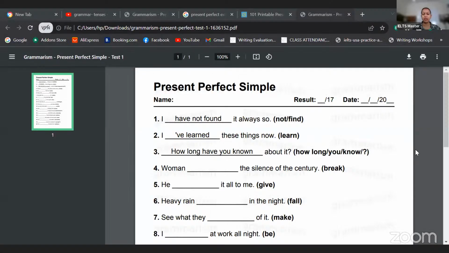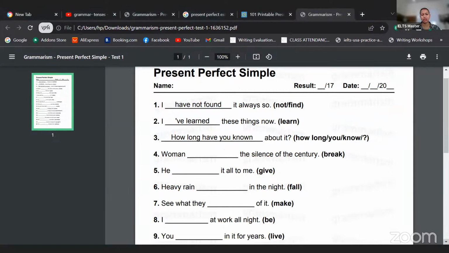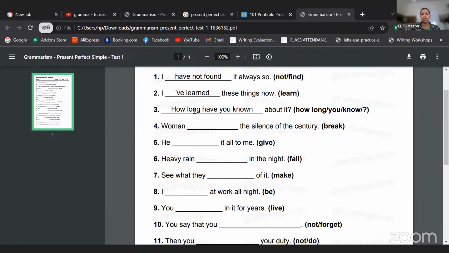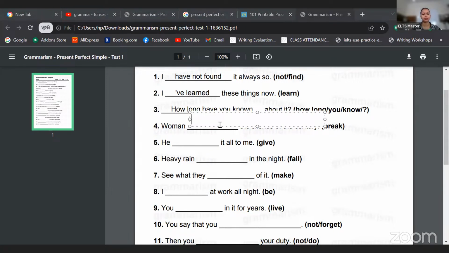Let's share the screen again. So we have here the sheet. Present perfect simple. I have not found. I have learned. How long have you known women, woman? So what will come here? Woman, has or have? Women, has or have?